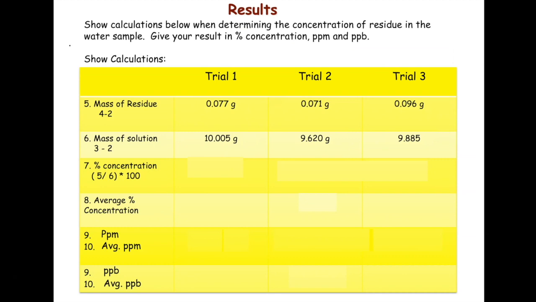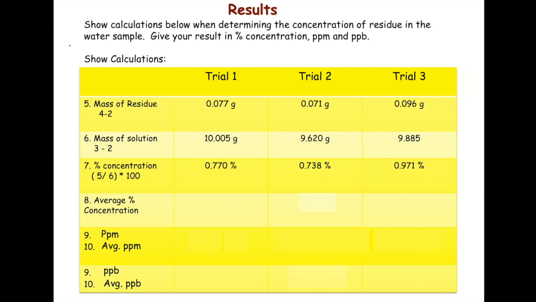Now I can calculate the percent concentration. That's just the mass of the residue, which is your salt, divided by the mass of the solution. So when I do that, 0.077 divided by 10.005 times 100, I get 0.770%. The others are close, and then the last one's really messed up. Okay, I can do the average where I add the 3 and divide by 3. That's the average. Or I can throw out the last one because it's an outlier.